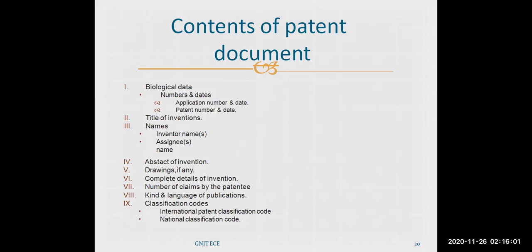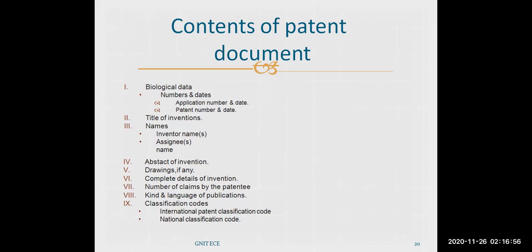And contents of the patent document. Patent documents actually consist of bibliographic data. Bibliographic data means a name, the application name, the address, the application number and date, patent number and date, title of invention, inventor's name, and assignee's name. These may be different. The inventor's name may be your name, but the assignee is where you are continuing your job; your company may be the assignee, but the inventor may be you. Abstract of invention: you have to write the abstract, put in the drawing if there is any, and write the complete details of the invention.